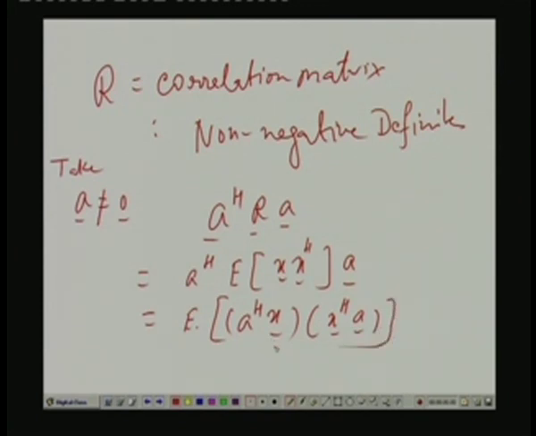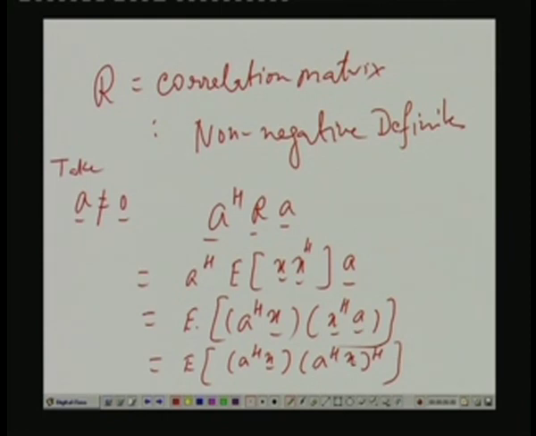Now, A Hermitian X is a scalar number, where A Hermitian is a row vector and X is a column vector. You can see what X Hermitian A is: this is nothing but the complex conjugate, after all this is a scalar number. If you take the Hermitian transposition, this is what we can write: X Hermitian A is nothing but the Hermitian transposition of A Hermitian X.